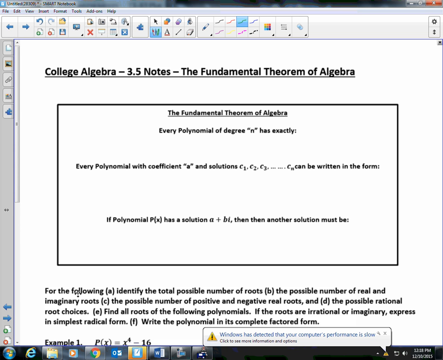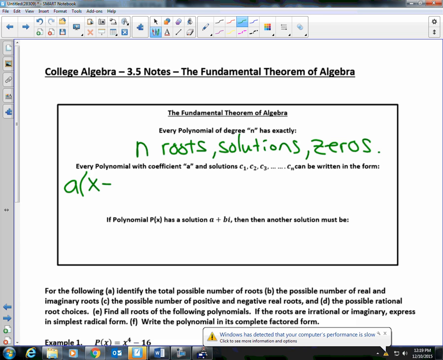Every polynomial of degree n has exactly n roots or solutions or zeros, however you would like to express it. Furthermore, if it has n solutions, we can write it as a factored polynomial with a coefficient. So that means x minus c sub 1, where c sub 1, c sub 2, c sub 3, and c sub n are the solutions. It will then factor to this.